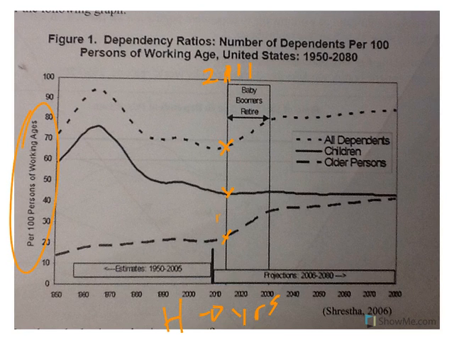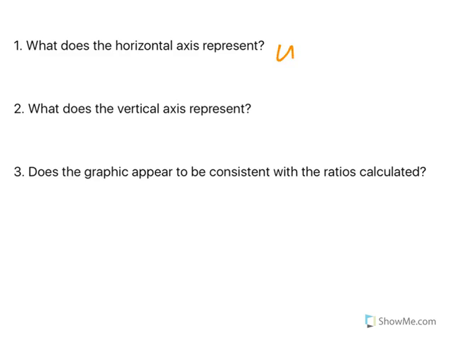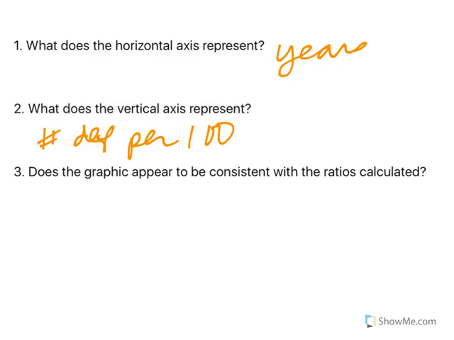Look at them. Look at the title. Look at the axes. Right? So per 100 persons of working age. So this number where you look, it's right around 20. That'd be 20 over 100. That's what this is referring to. All right. So horizontal axis is years. Vertical axis, number of dependents per 100 persons of working age, right? That's just written right on the vertical axis.